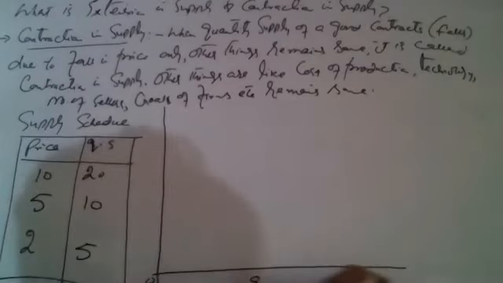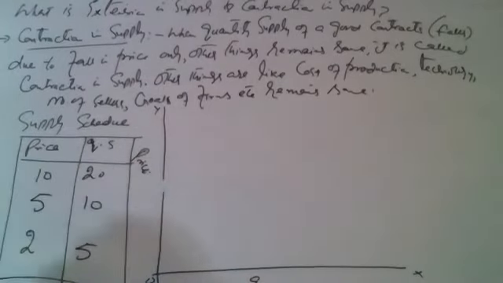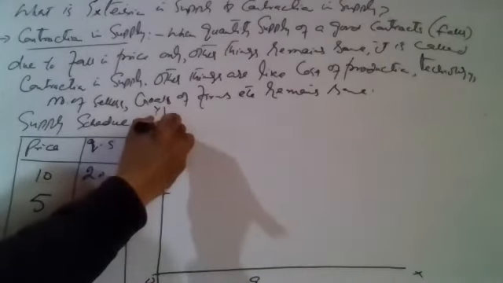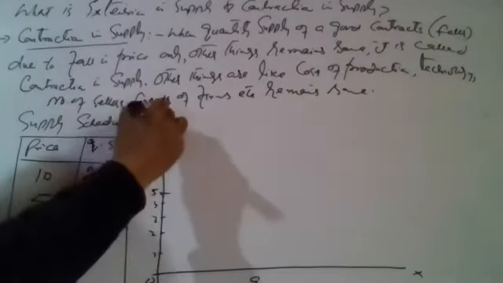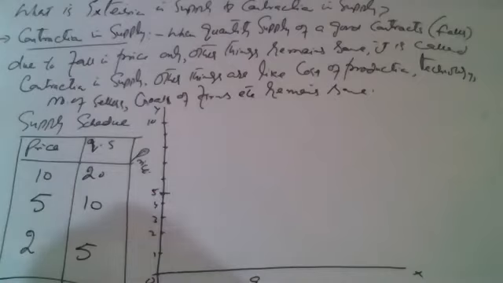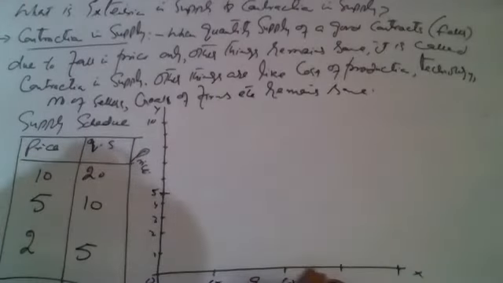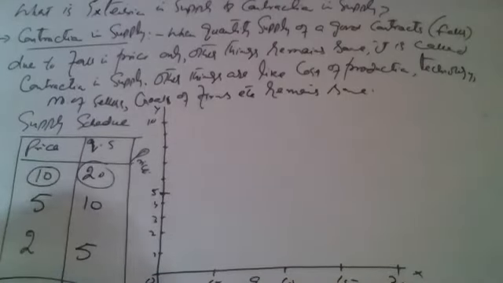OX shows quantity supply and OY shows price. We have price as 5, 10. This is 1, 2, 3, 4, 5. Quantity supply is 5, 10, 15, 20. For example, price is 10, quantity supply is 20.